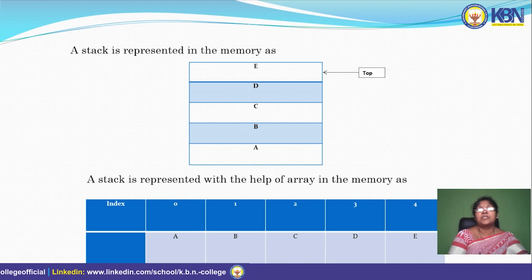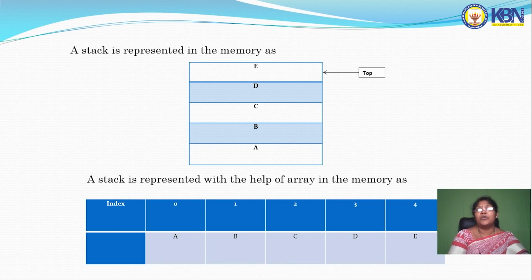Then go for the next one. The stack is represented in memory as A, B, C, D, E. E is the top, and A is the first element, placed at the bottom of the stack. E is the last element, placed at the top of the stack. Here we can place the element first, but we delete the element last. For example, if I want to delete A, I should delete E, D, C, B first. Then only I can delete the A element. This is a stack representation, represented with the help of an array.